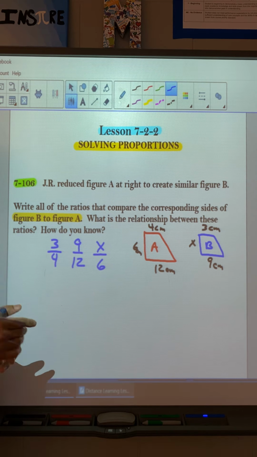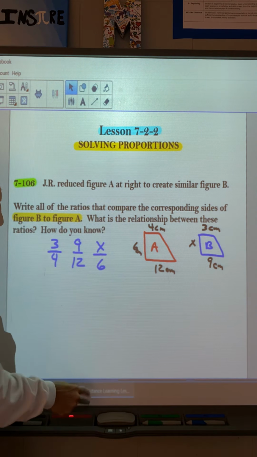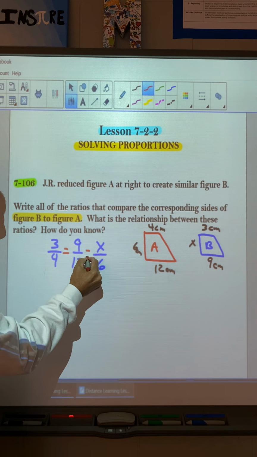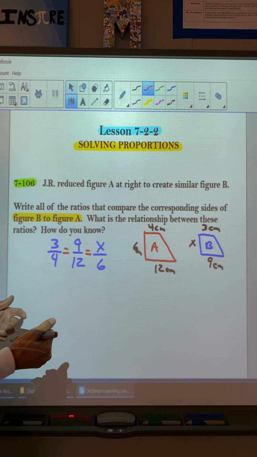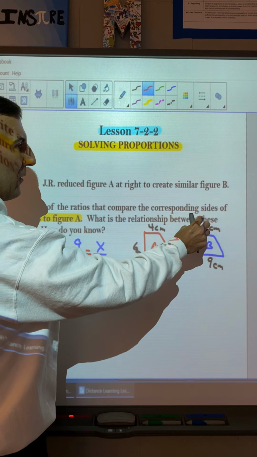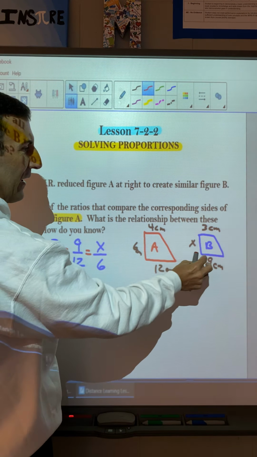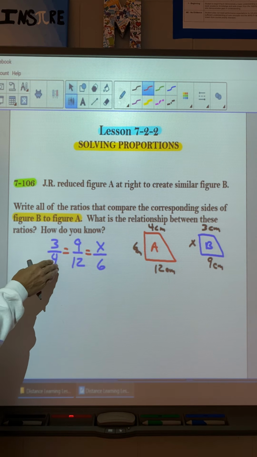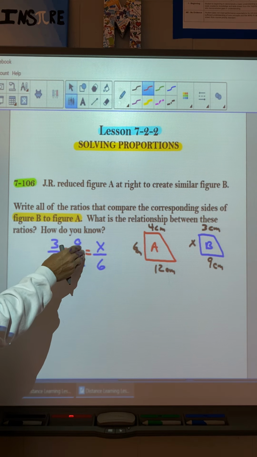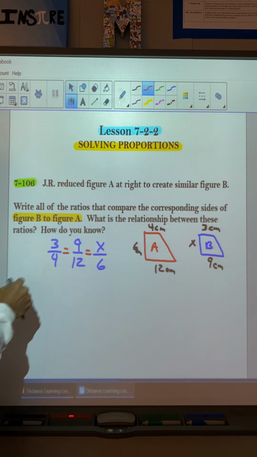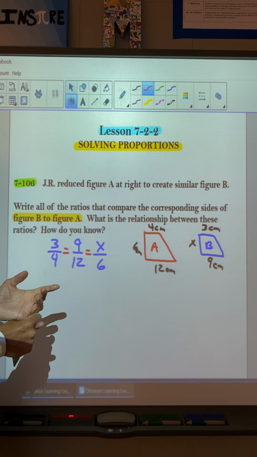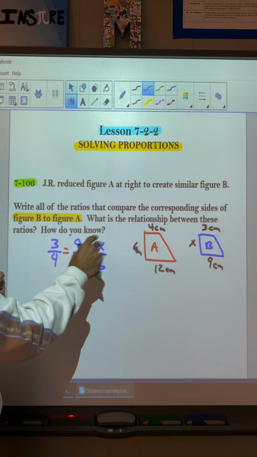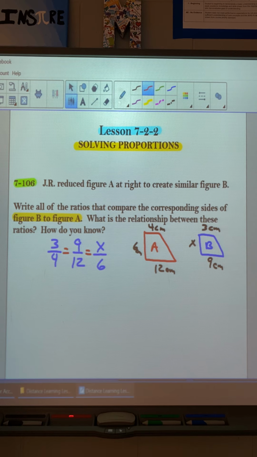Yes, thank you for whoever yelled that out. Notice that these are all equal to each other. And they should be equal to each other because we shrunk this side down to get to there. We did the same thing to this side and we'll do the same thing to the 6 to get down to the X. So 3/4 is equivalent to 9/12, which is equal to whatever X is over 6. They're all equal to each other. So we're reducing by the same amount, or we're using the same scale factor.